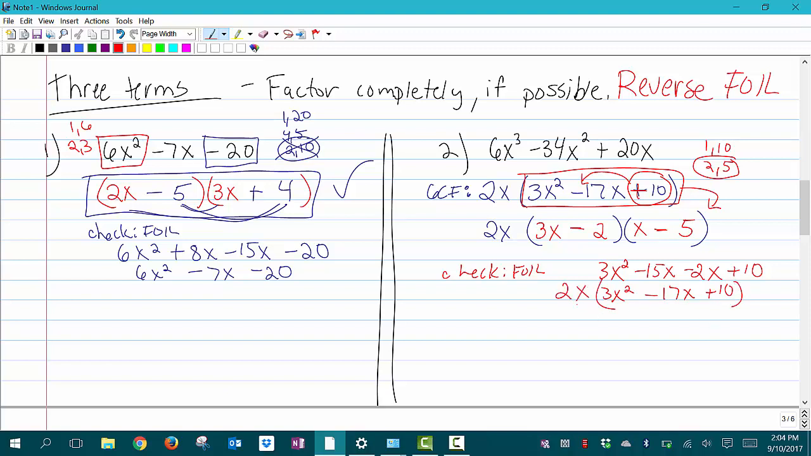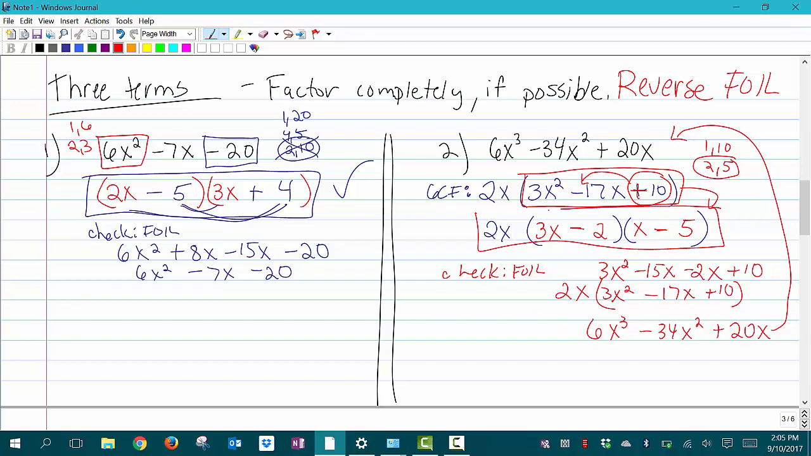Bring down the greatest common factor and multiply the greatest common factor in again. 3x cubed minus 34x squared plus 20x. We get the polynomial that we started with. So we know that this right here would have to be our correct factorization.